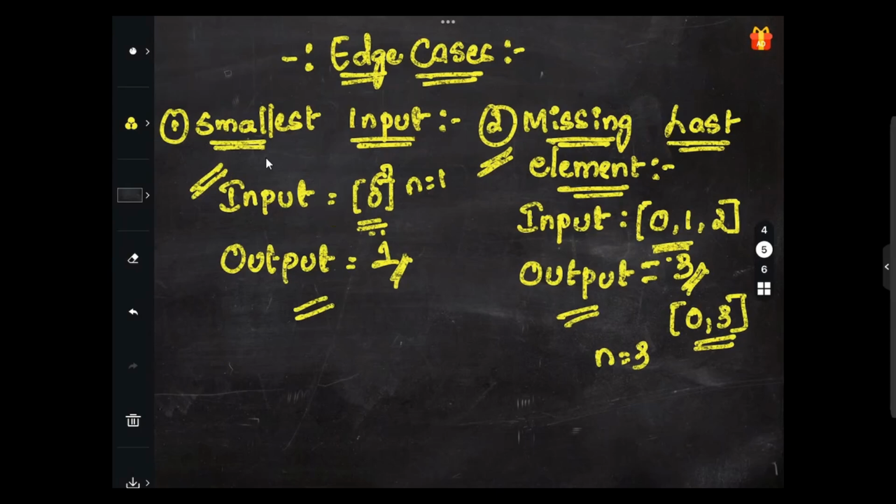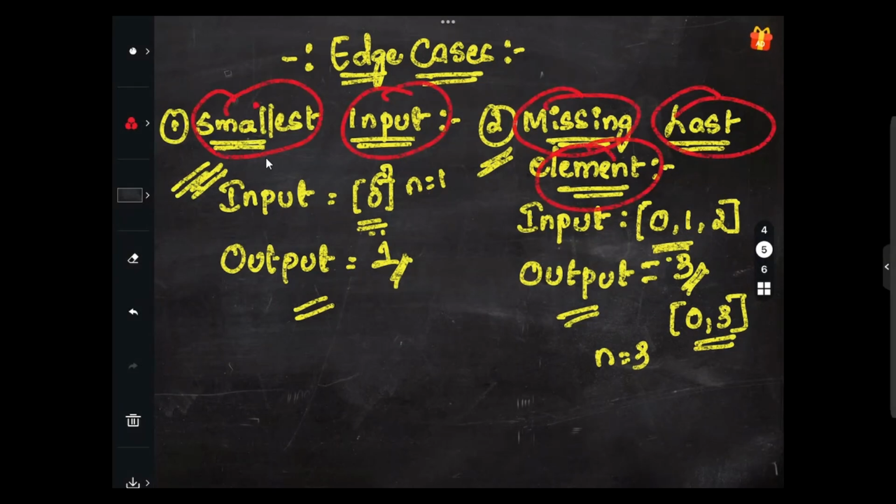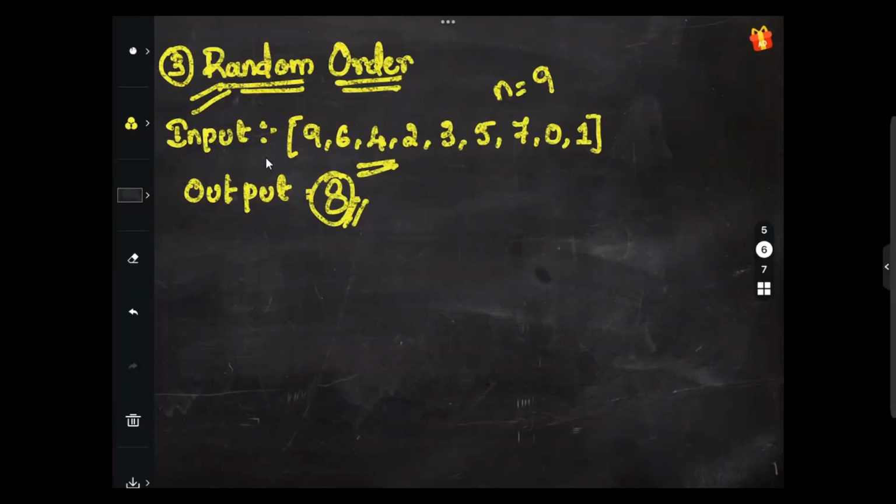So these are the edge cases that we need to keep in mind. The first edge case was for smallest input. The second edge case was for missing the last element. And the third edge case was for random order, right? These three edge cases that we need to keep in mind. So I hope the approach that we discussed is completely clear along with the edge cases, right? So next, let's start writing the code.